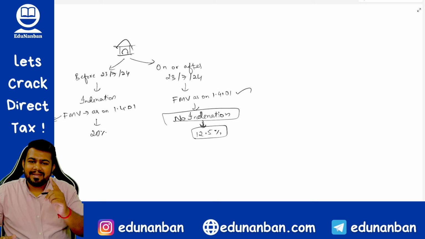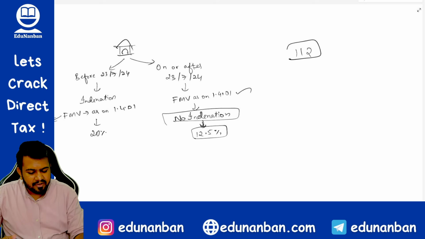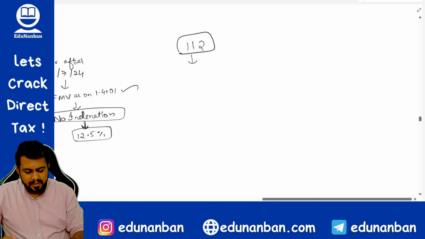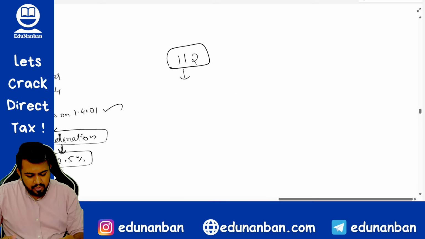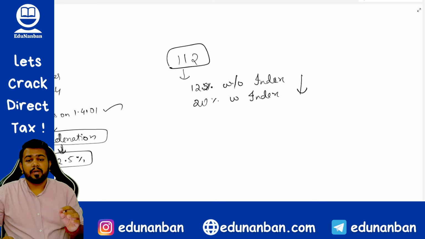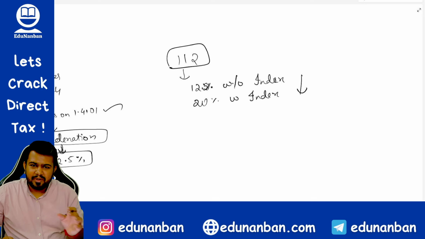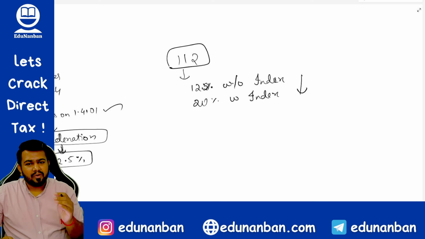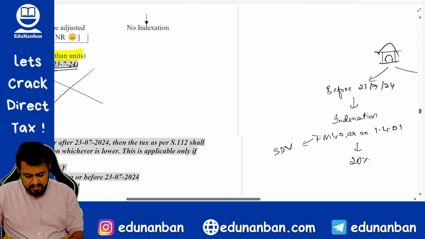But while calculating the tax, when you are calculating under section 112, the government has given an option to take 12.5 percentage without indexation or 20 percentage with indexation, whichever is lower. So now this benefit has been given, only subject to conditions. What are the conditions? Let us see.